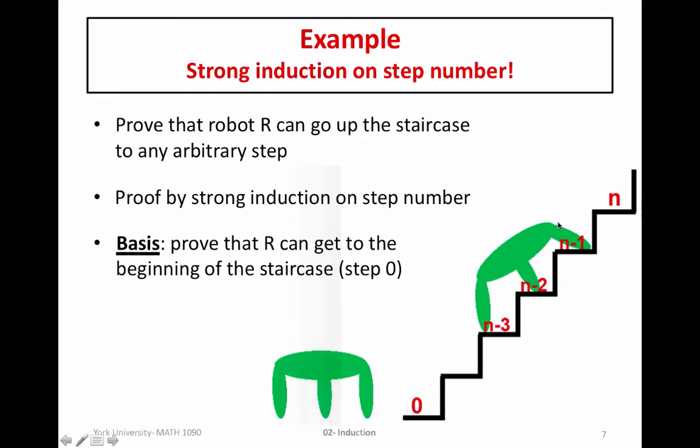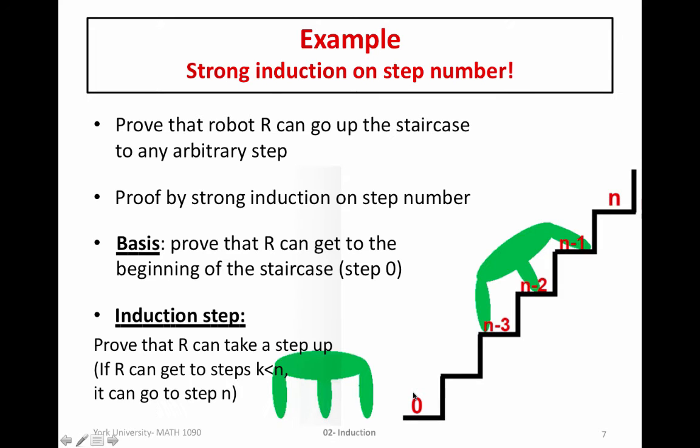So just like before, our basis case is the same. We need to prove that our robot R can get to the beginning of the staircase, step 0. Now our induction hypothesis is that we can assume that R can get to any step k less than n, and the induction step tells us, if it can get to any of these steps k less than n, how to get to n.